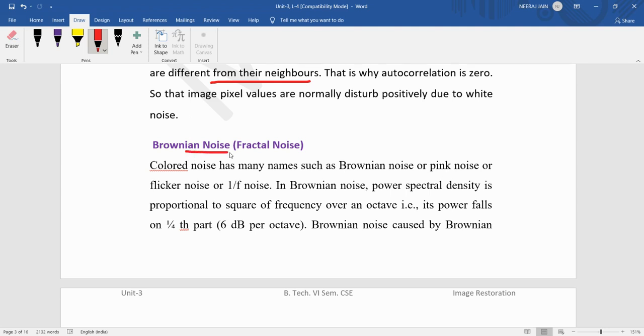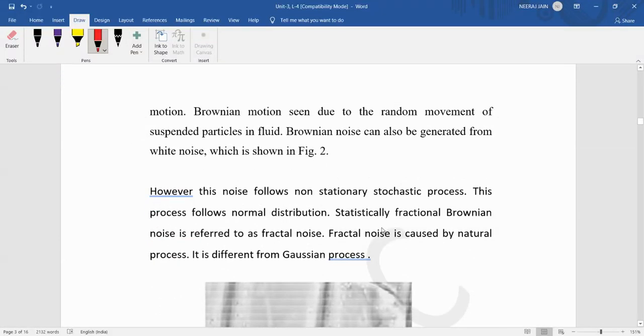Now the Brownian noise or fractal noise, that is a colored noise, has many names: Brownian noise, pink noise, flicker noise, 1 upon f noise. The power spectral density is proportional to the square of frequency in such a type of noise.